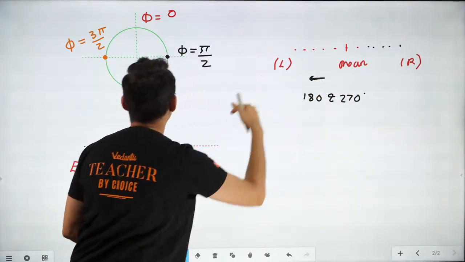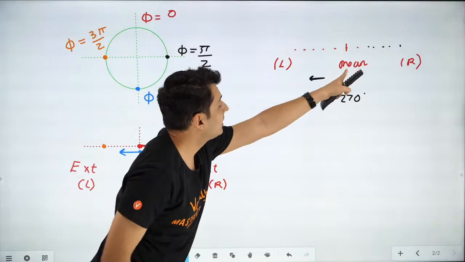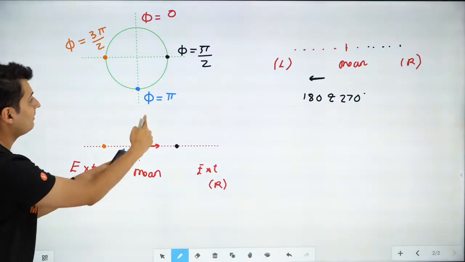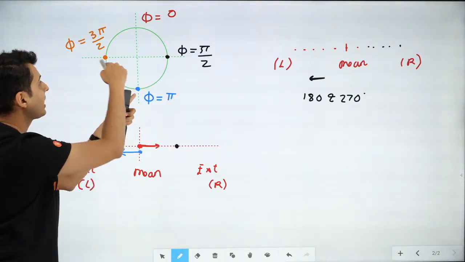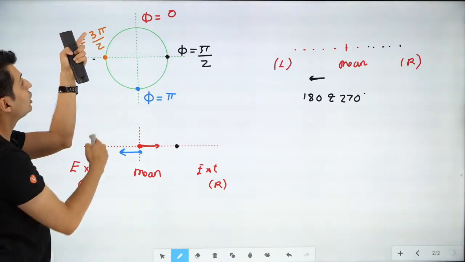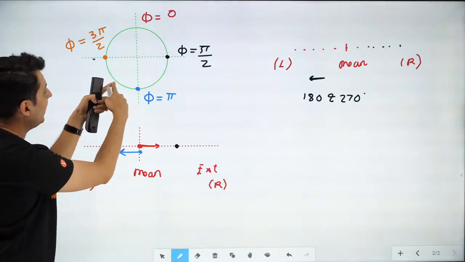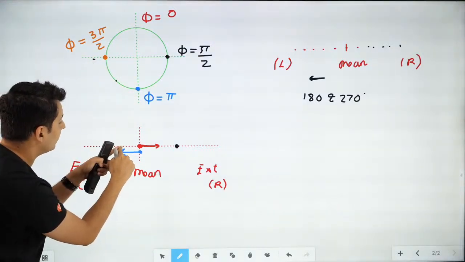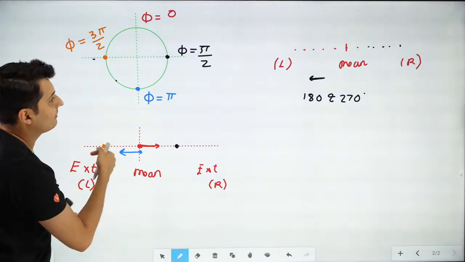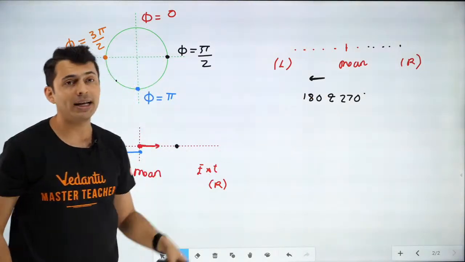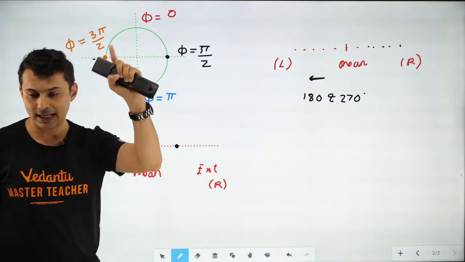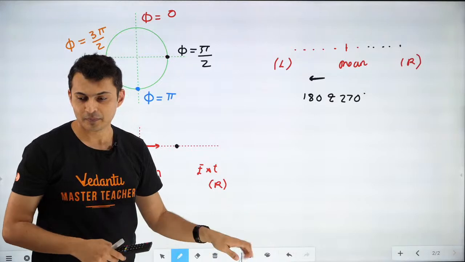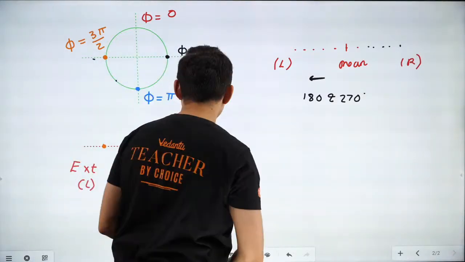Why? Because when it is at the mean, then going towards the left side, the value of phi is 180. And if it is at the left extreme, it is 270. So imagine on the circular path, the particle is here, the shadow will fall here, and the projection will be going towards the left side. So that's why it will be between 180 and 270. Correct. I hope this is clear. Very good.